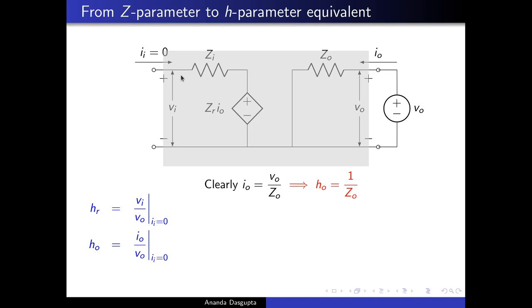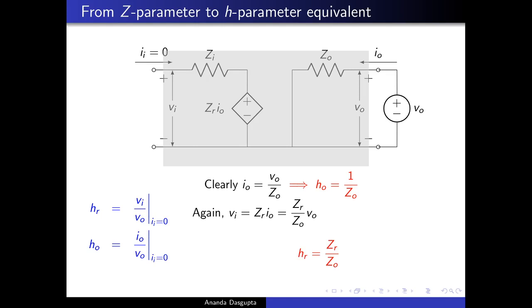Of course, that voltage is the sum of the voltage drop across the input impedance, which is 0 because there's no current. But there is still a voltage drop here, that's ZRIO. So VI has to be simply ZRIO. And IO being VO by ZO, I get ZR by ZO into VO. So what is HR? It's just the ratio. HR is simply VI by VO, so that's ZR by ZO.